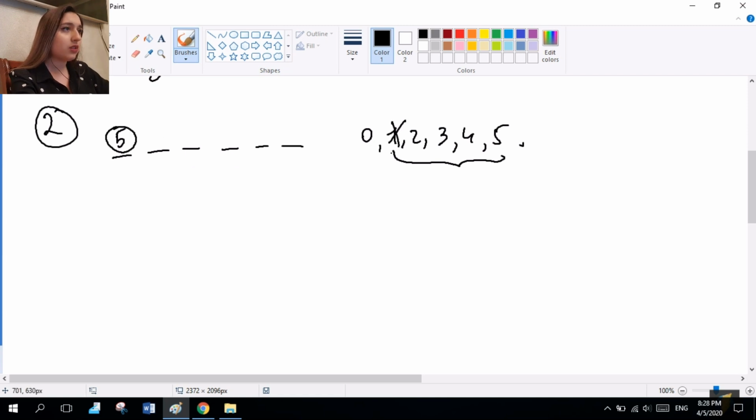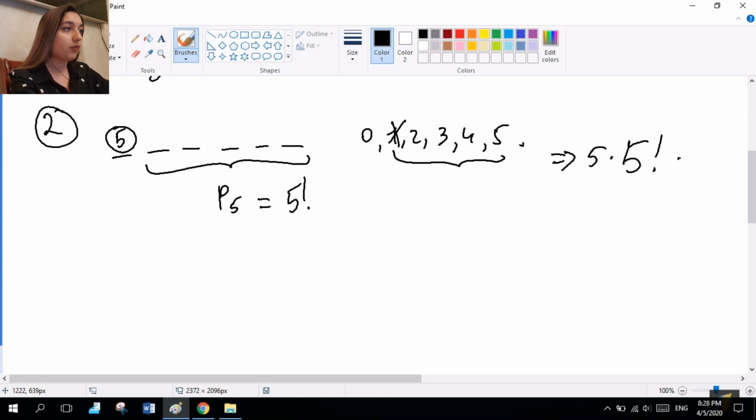And, for example, let's say it was 1. Now, how many numbers are left? 5 numbers by 5 positions, so it will be just P5, because each element should be used only once. It's just permutation, 5 factorial. So the total answer is going to be 5 times 5 factorial, which is 5 times 120, which is 600.